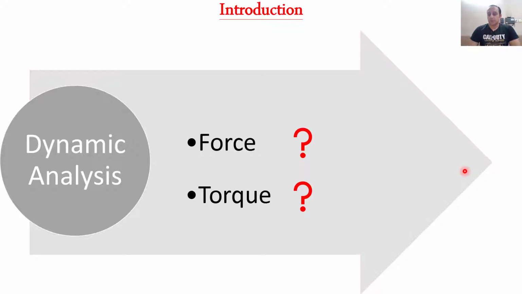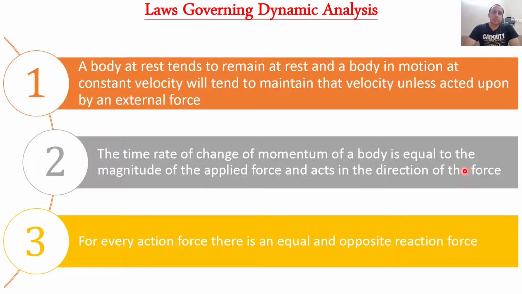Before doing that, we are going to refresh some fundamentals related to the subject of dynamics. First of all we will discuss some laws which are basically governing the dynamic analysis. Those are obviously Newton's laws of motion. We will quickly recap those laws and see how they can help us in carrying out the dynamic analysis. These are the three laws which are going to be used in the dynamic analysis. The first one is: a body at rest tends to remain at rest, and a body in motion at constant velocity will tend to maintain that velocity unless acted upon by an external force.